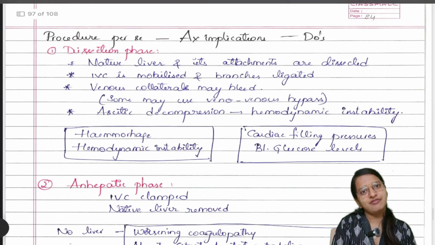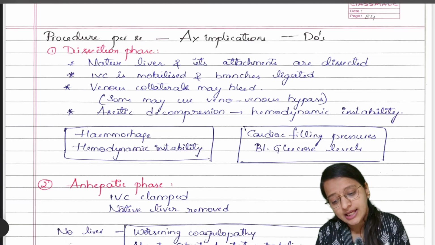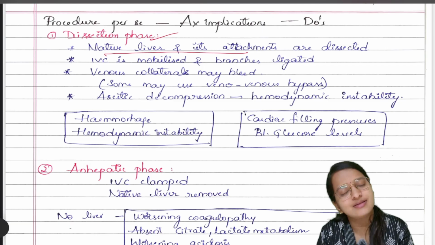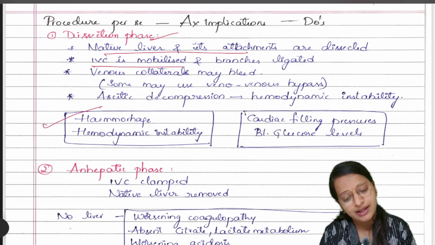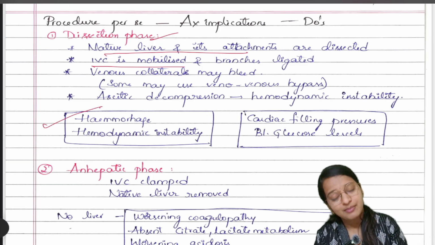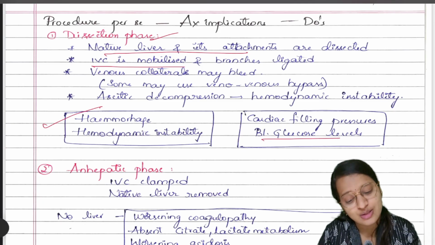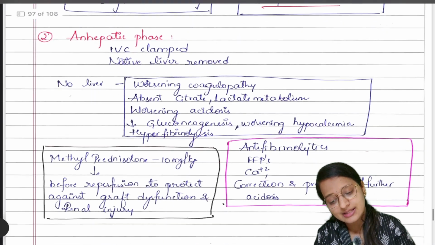So the procedure per se, which we have already discussed, includes firstly the dissection phase, in which the native liver and its attachments are dissected. IVC is mobilized and branches ligated. My problem here is hemorrhage and hemodynamic instability. So apart from managing that, I have to monitor blood glucose levels and I have to check for cardiac filling pressures. The second is the anhepatic phase.